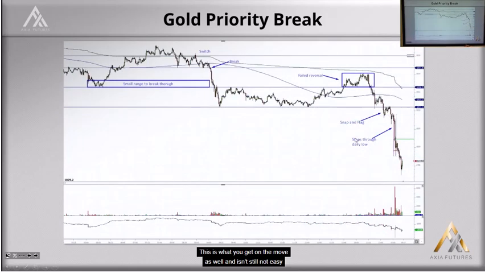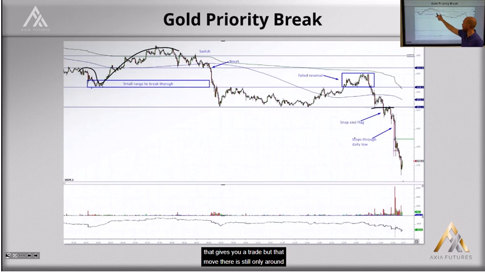This is what you get on the move as well, and it's still not easy until you get to that final stage. When you get down below 18.11, this is the bit to try and play for. A few people did try and play for it from 30 on the way down, and the market does struggle, it pushes itself back up. This is on a 1 minute chart. You then get the opportunity of a break from 21 through the 16. This was the first touch of 16.